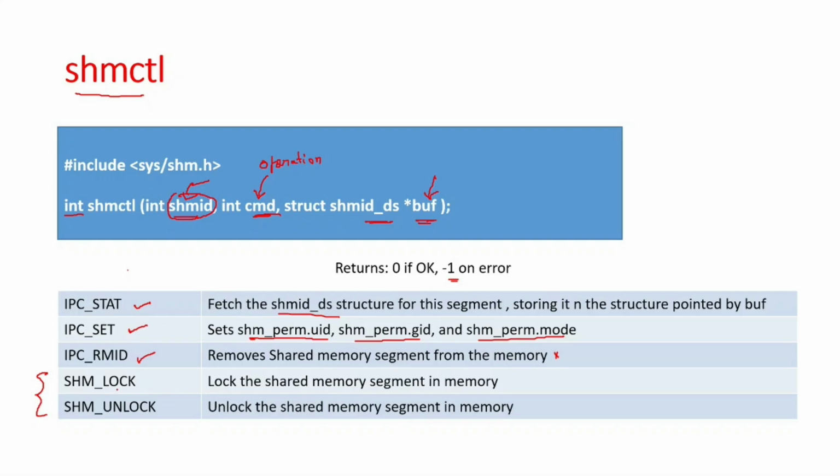Okay, so this is available in Linux and Solaris operating systems. SHM lock is used to lock the shared memory segment in the memory, and SHM unlock is used to unlock the shared memory segment in the memory. Okay, so this is about the SHM control function.